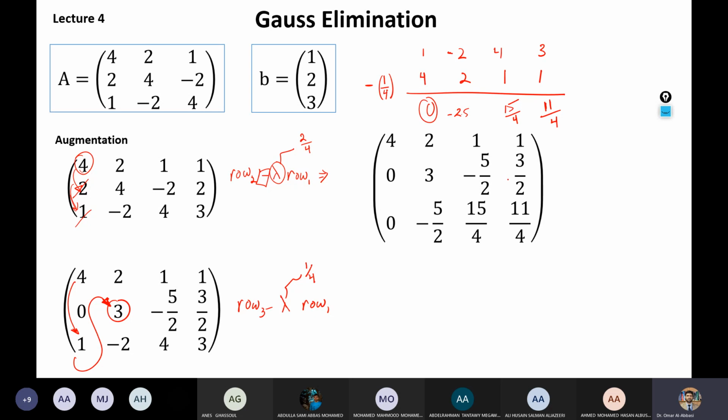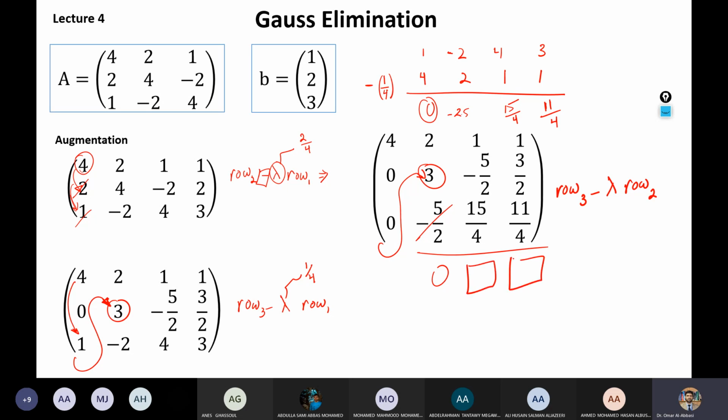Then what shall we do? We move to the next pivot, right? We move to the next pivot and make sure that that becomes 0. Guys, go through that process right now. I will just write it over here. This is row 3 minus another lambda multiplied by row 2. Do that operation and tell me how much the new values are. If you are done, just raise your hand, please.